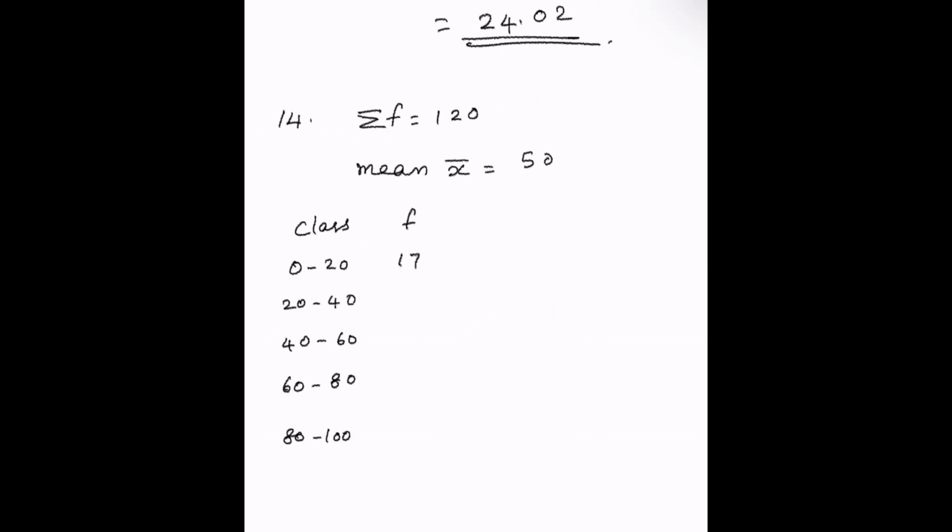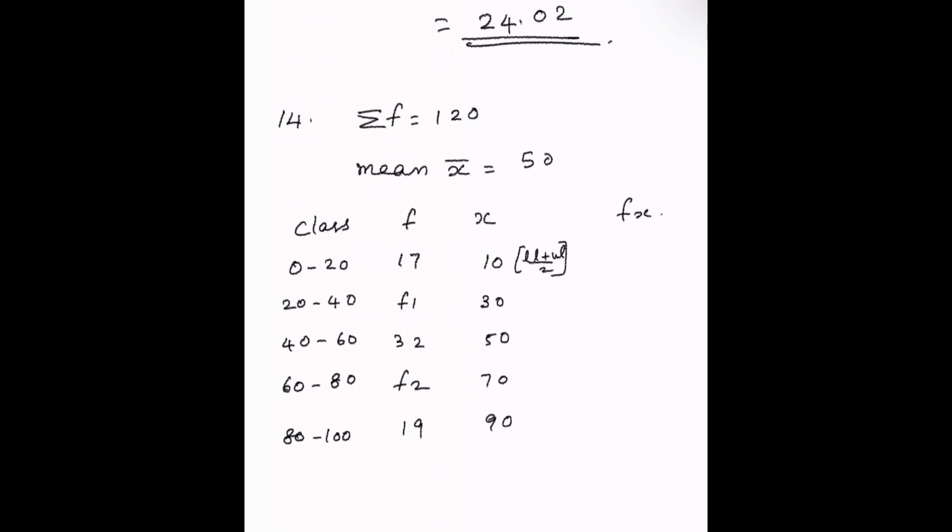Frequencies are also given: 17, F1, 32, F2, 19. Okay, now X. X is midpoint, okay, 0 plus 20 by 2, which is 10. So 10, 30, 50, 70, 90. So every time you have to add the lower limit plus upper limit divided by 2. This I want all of you to remember. So X we have calculated. Now I am using direct method.